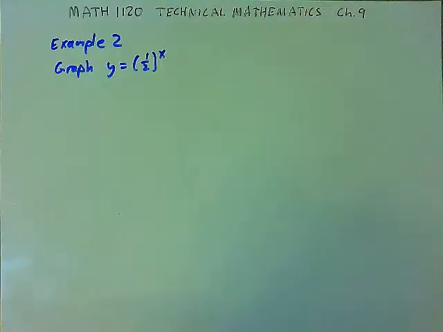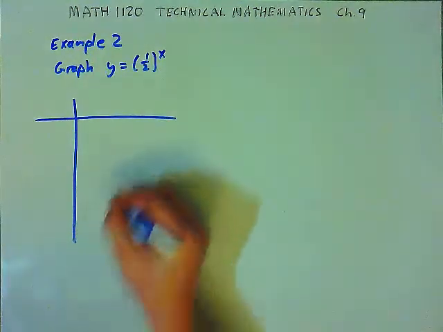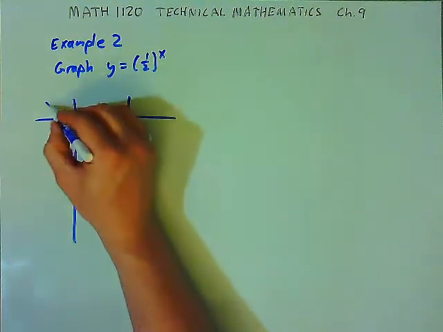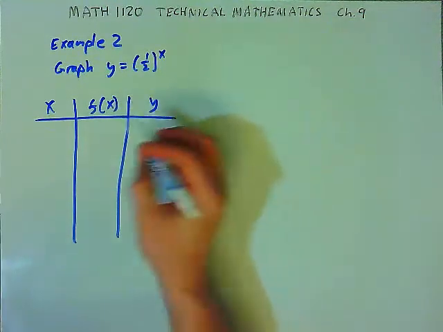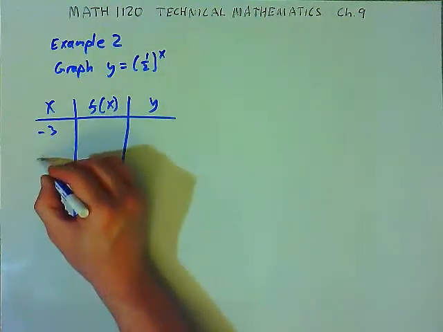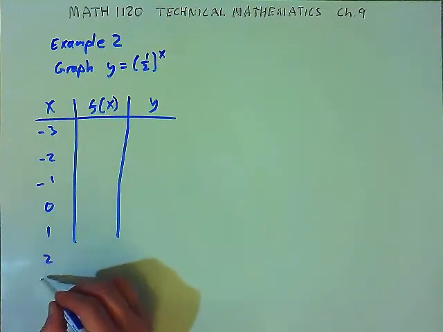This is example 2. It says graph y equals 1/2 to the x power. And again, they want us to do this by plotting points. And so we'll do the same thing again. We'll have values for x, we'll have a function of x, and we will have values for y. X can be -3, -2, -1, 0, 1, 2, and 3.